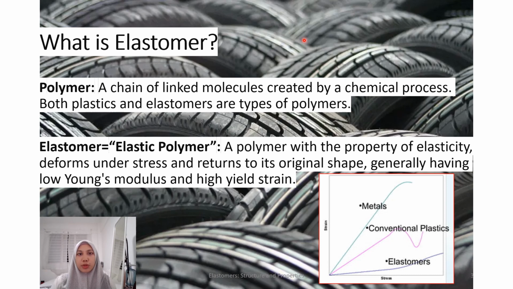This slide I will explain what is elastomer, one kind of polymer. Polymer is a chain of linked molecules created by a chemical process. Both plastics and elastomers are types of polymers. Polymers with elastic properties are called elastomer. Elastomer is a polymer with the property of elasticity, deforms under stress and returns to its original shape, generally having low Young's modulus and high yield strain, as we can see from this graph.